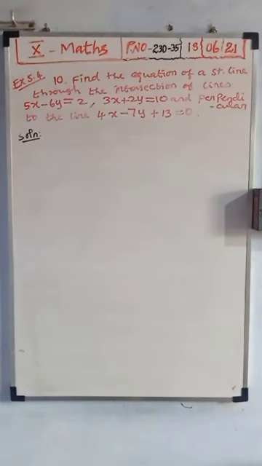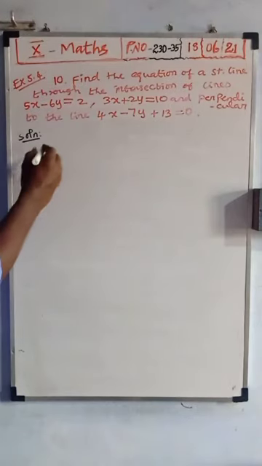Okay, in the previous question parallel was given, but here perpendicular is given. That is the difference. Find the equation of the straight line through the intersection of the lines 5x minus 6y is equal to 2 and 3x plus 2y is equal to 10 and perpendicular to the line 4x minus 7y plus 13 is equal to 0. So for this line we want to find the perpendicular line. Okay, this is the question.